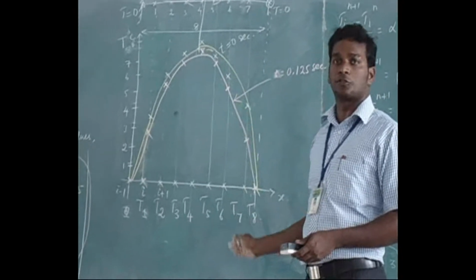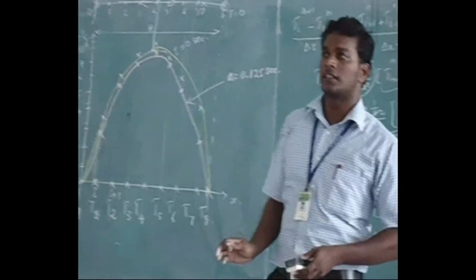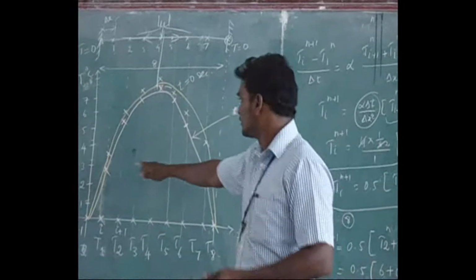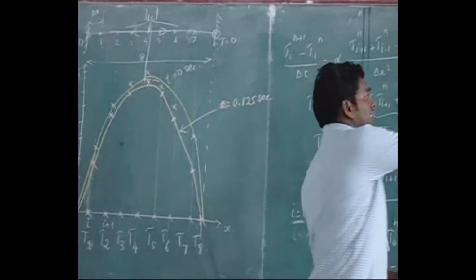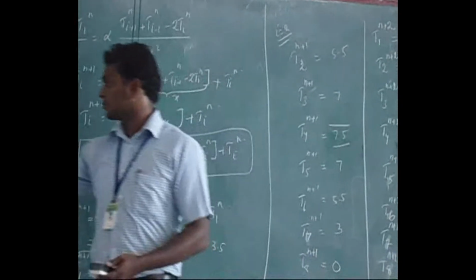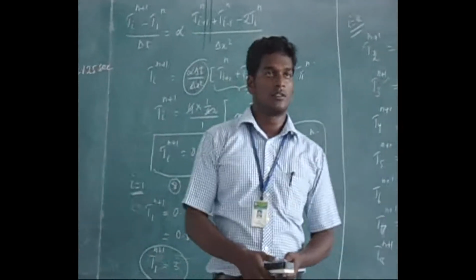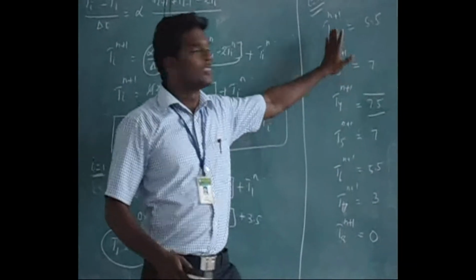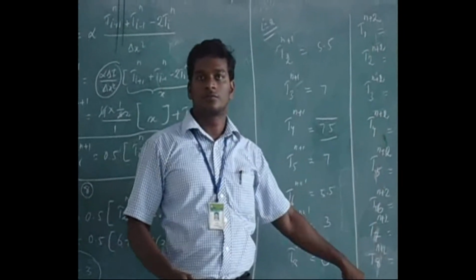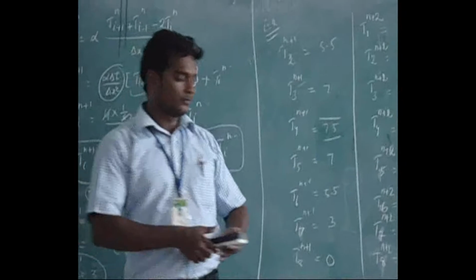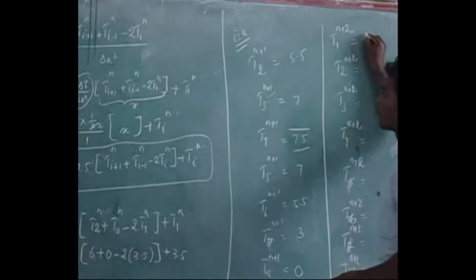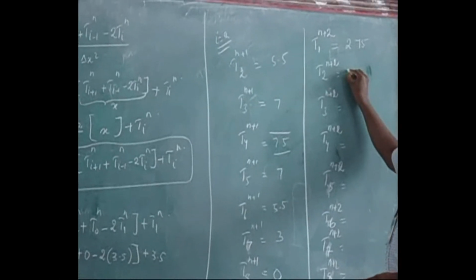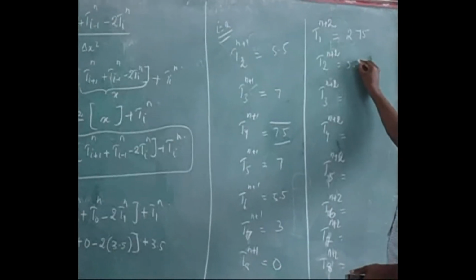Now, next n plus 2. Understand? Now you have to consider your values as the latest values. So these are the latest values. Now forget the initial condition values. This is the latest value. You have to substitute this latest value, calculating for n plus 2. T1 is 2.75. T2 is 5.05.